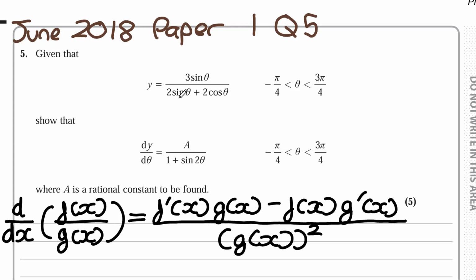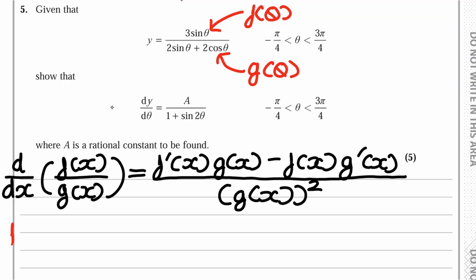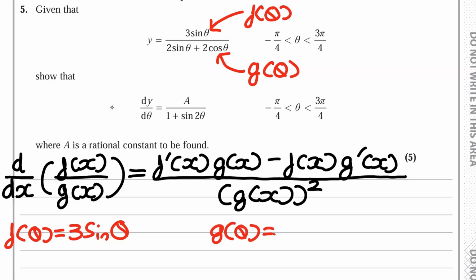So if we apply this to this function here, the function in the numerator is going to be the f of x. In this case, because we don't have x, we have theta, it's technically going to be f theta, like this here. And then the function in the denominator is going to be the g theta. So we have f theta is equal to 3 sin theta, and g theta is equal to 2 sin theta plus 2 cos theta.